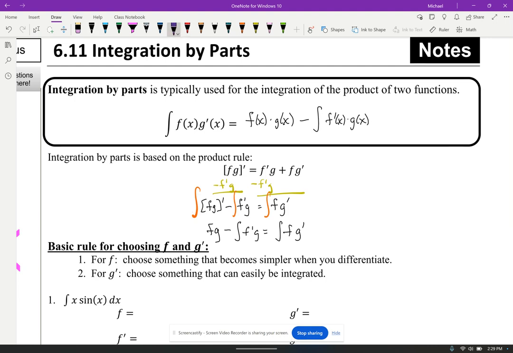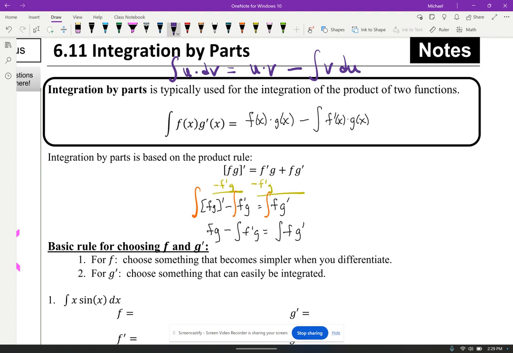And it's the same idea. We're going to take the antiderivative of u times dv, and that equals u times v minus the integral of v times du. So it's the same idea where we're taking the derivative. I'm sorry, we're taking the antiderivative, but we're going to do it in parts here.